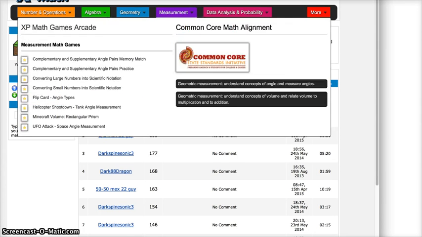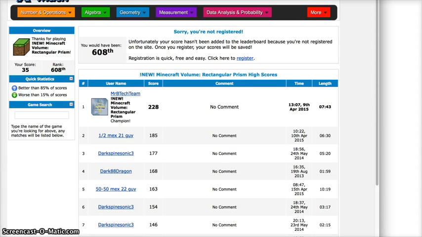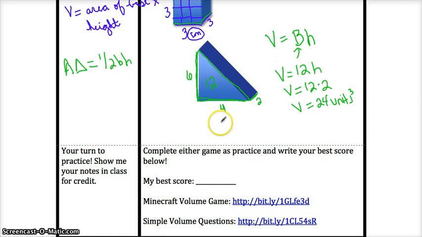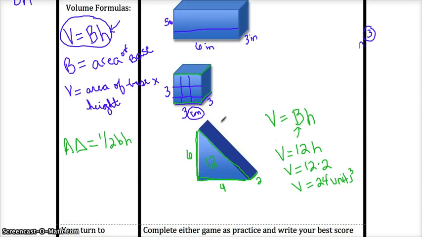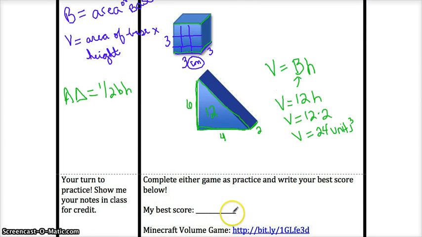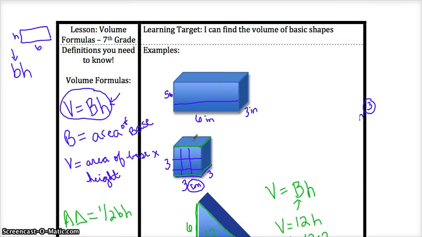So it's up to you which one you want to play. Both of them will help you practice your volume. And then go ahead and just write your best score for either game on this line. And I hope you have some fun practicing volume.